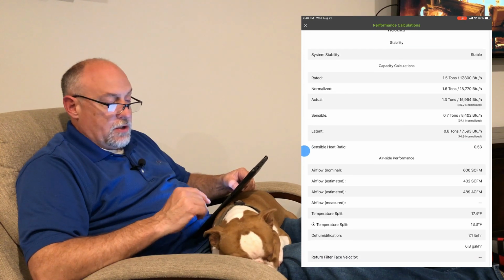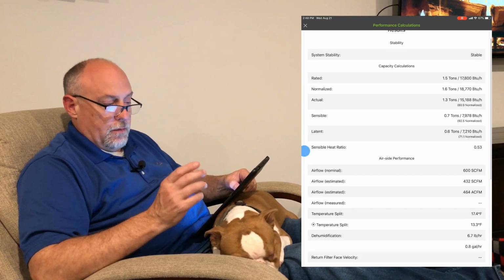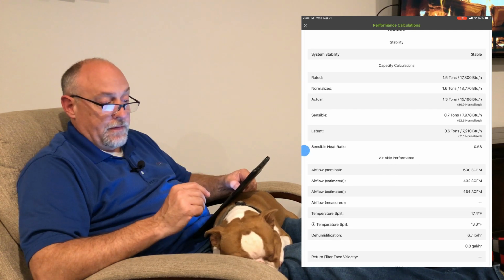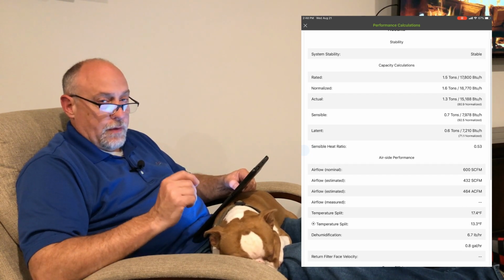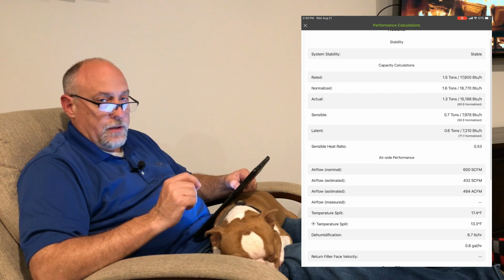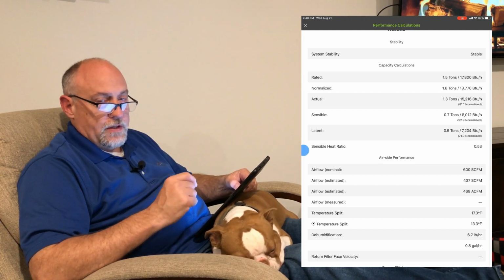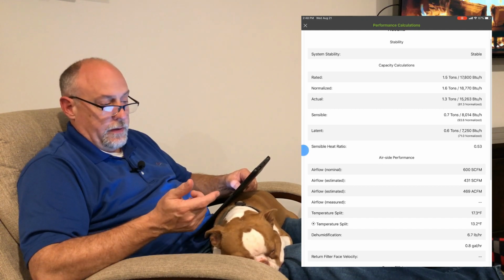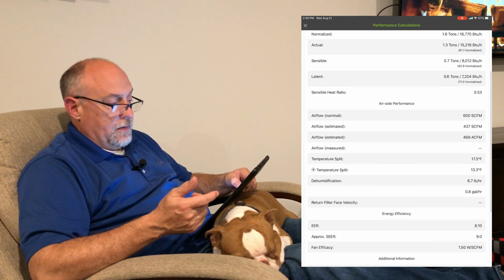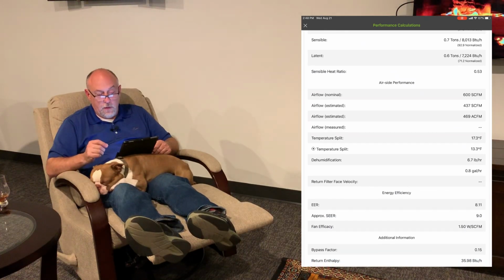Sensible heat ratio is just a ratio of heat to humidity removal. In this case, it's almost a perfect 50-50 at 0.53. 53% of the energy that we're using is going to sensible cooling, and the 47% is going to latent cooling in this case. You can see now down here we have airflow nominal and airflow estimated.